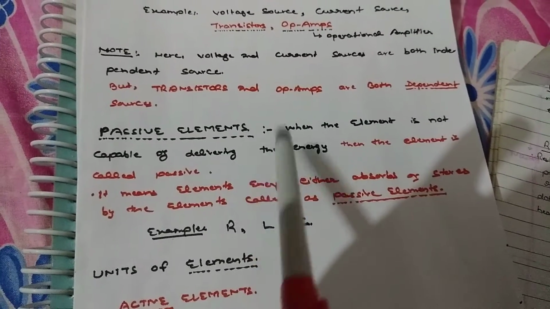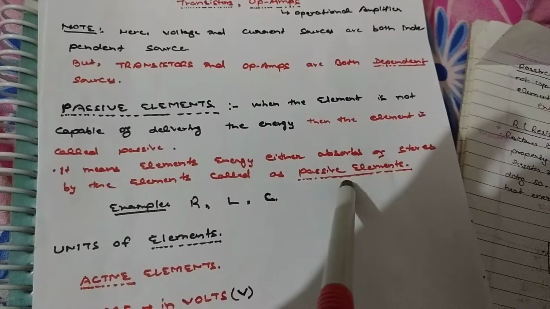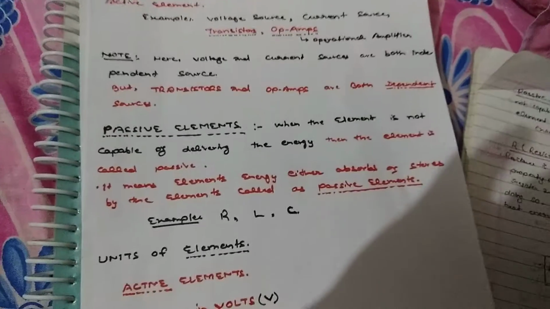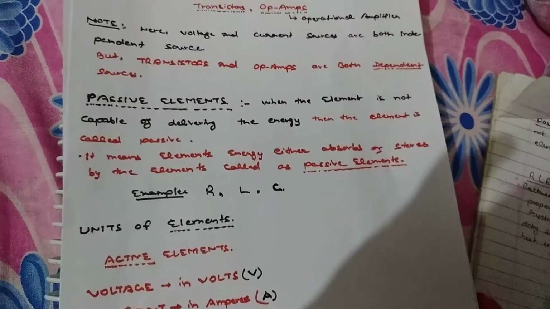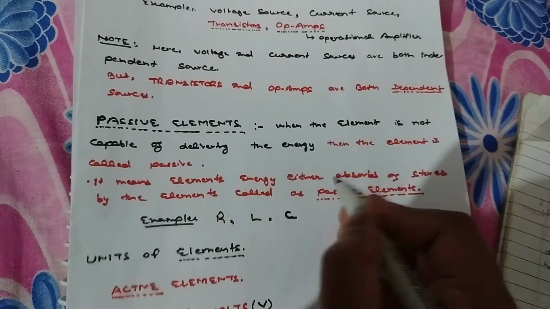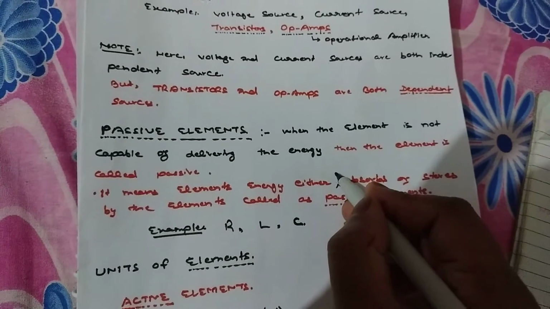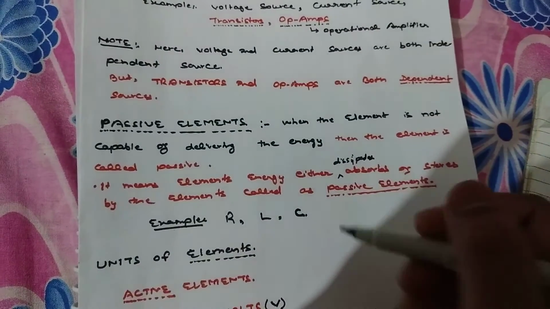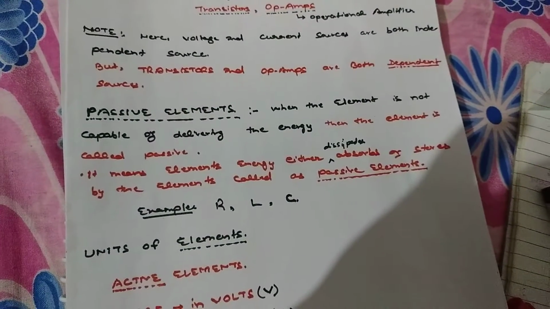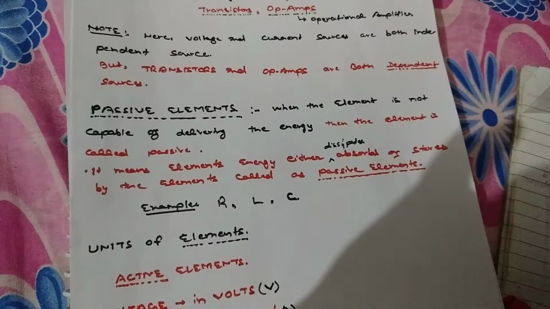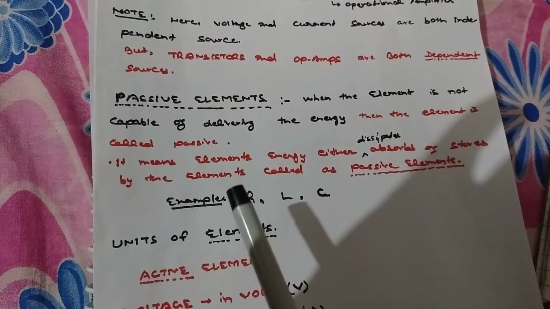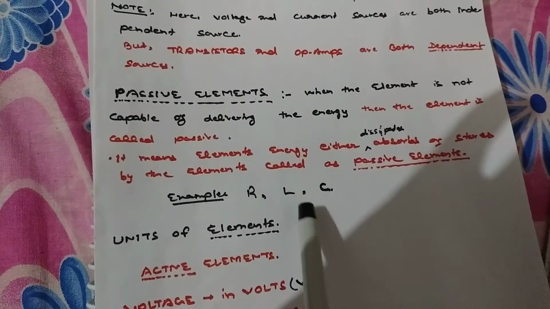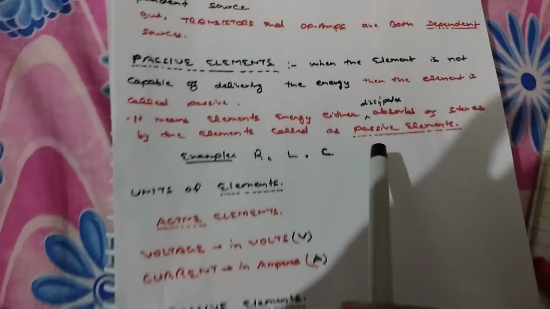When the element is not capable of delivering energy and either absorbs energy or stores energy. And one more most important thing: stores, absorbs, these are the same thing, or dissipates. Dissipation, absorption or storage of energy by the element is called passive. And the examples of passive elements are R, L and C. Okay, R for resistor, L for inductor and C for capacitor.